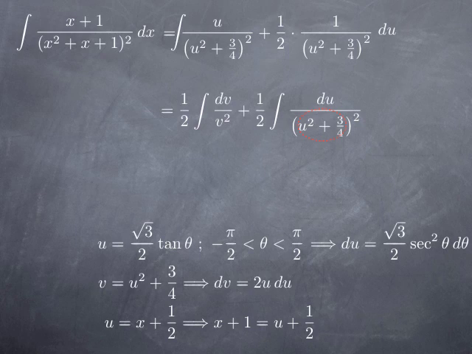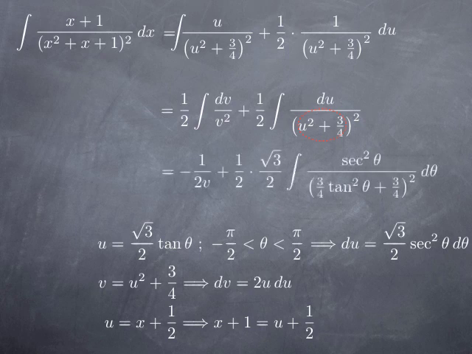Then du is root 3 over 2 secant squared of theta, so we can replace du by this quantity and u squared by 3/4 tangent squared theta. Pulling out the root 3 over 2 from the du, this is what we obtain. You see that here I wrote explicitly what the integral of dv over v squared is. Of course, this is the integral of v to the negative 2, so you get v to the negative 1 over negative 1. In other words, negative 1 over v. When multiplied by 1/2, you get negative 1 over 2v.